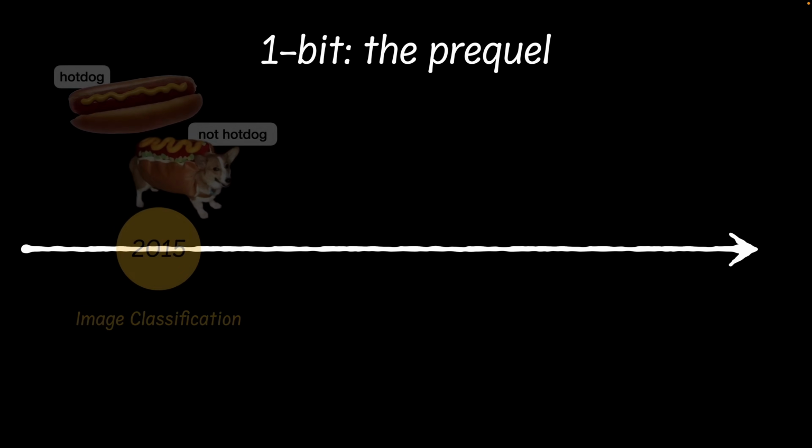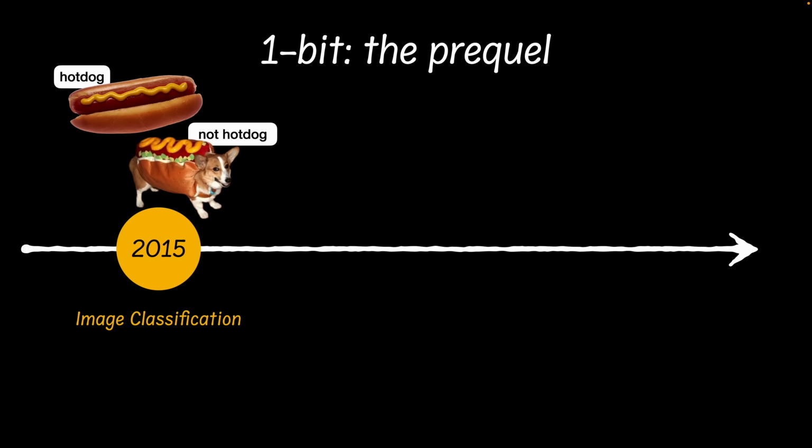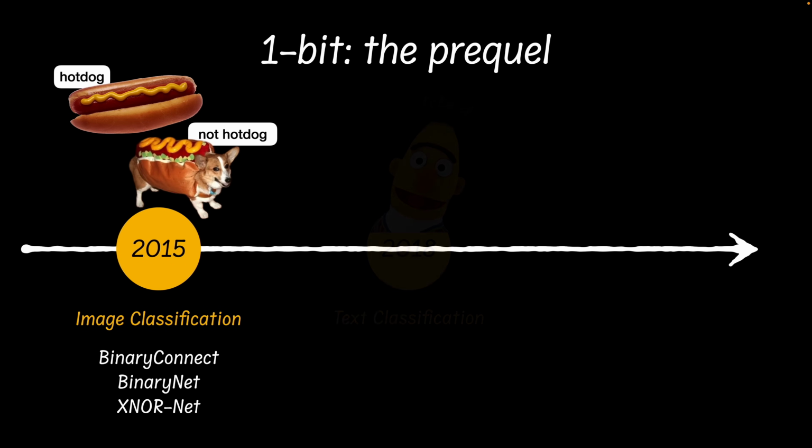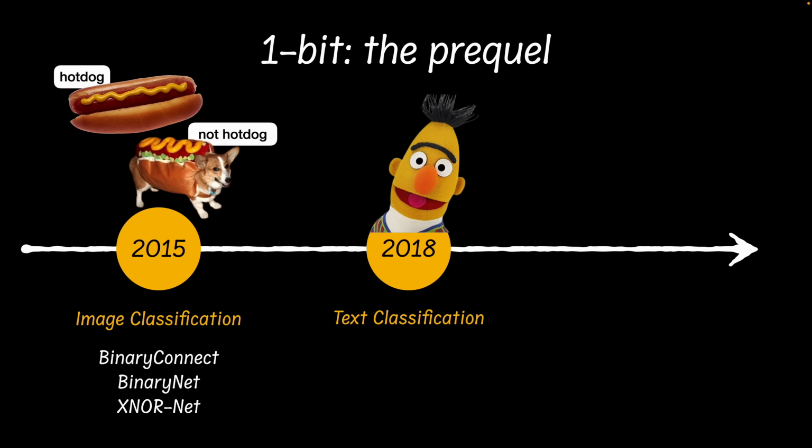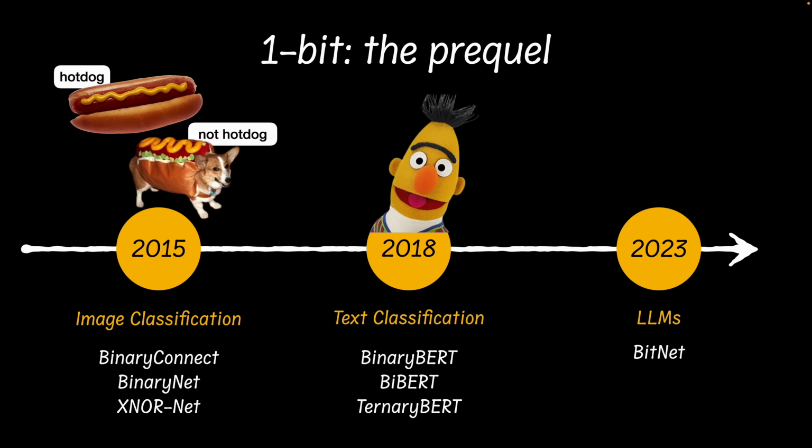BitNet might be the first one-bit LLM, but the idea of binary models has been around for a while. In 2015, when deep learning was focused on image classification, we saw the first convolutional neural networks getting quantized to 1 or 2 bits, including Binary Connect, Binary Net, and XNOR-Net. In 2018, the BERT model was dominating text classification leaderboards. And shortly after, quantized models like Binary BERT, BiBERT, and Ternary BERT came out. And then by 2023, LLMs became really capable, and that's when Microsoft released their first BitNet paper.